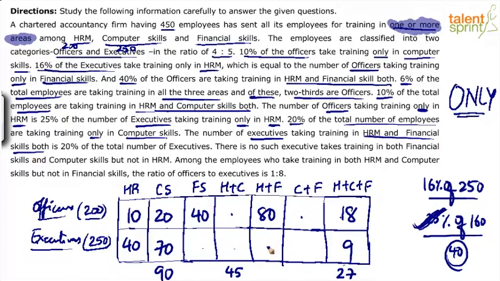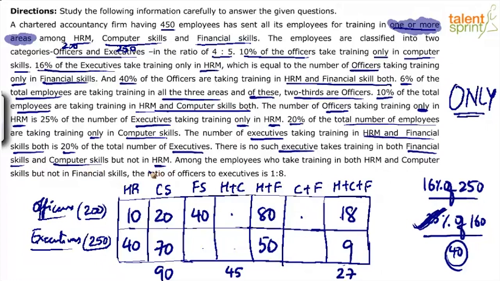Executives in H plus F is 20% of total number of executives. Total number of executives is 250. 20% of 250 is 50. 50 comes here.